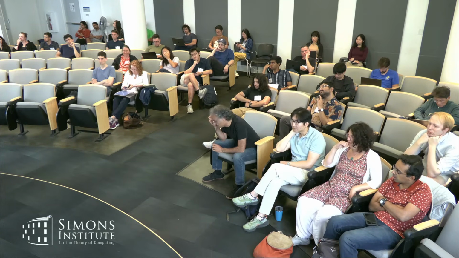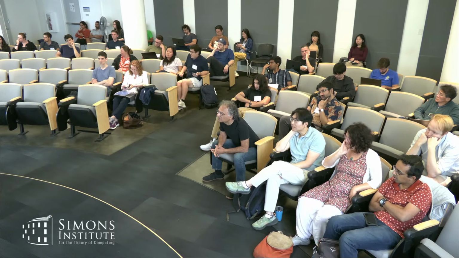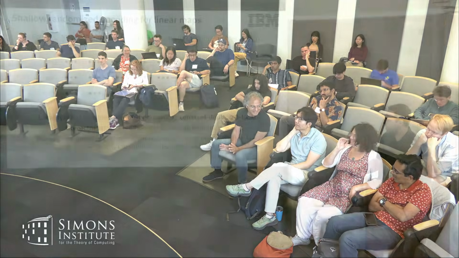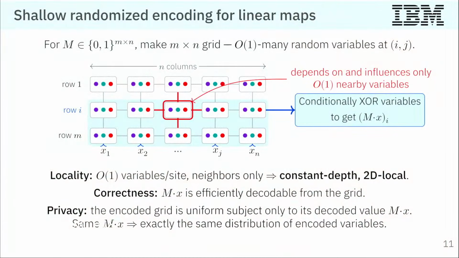So that's exactly what's happening here, and you can show that indeed, arranging the variables in this grid, and looking at the distribution when you randomize over these variables, that distribution will be exactly uniform, subject to the constraint that the XOR gives you m times x. So you get this privacy property exactly, not even approximately.